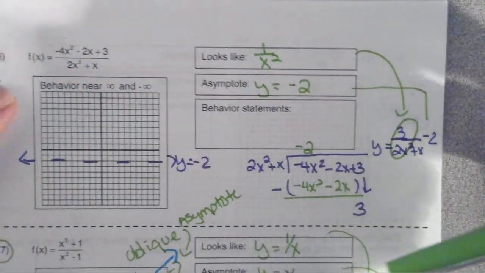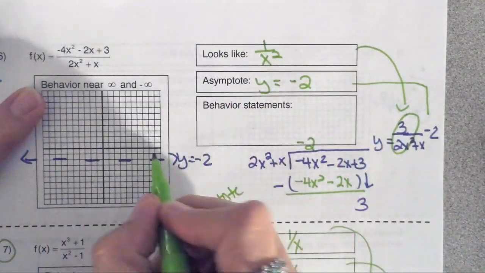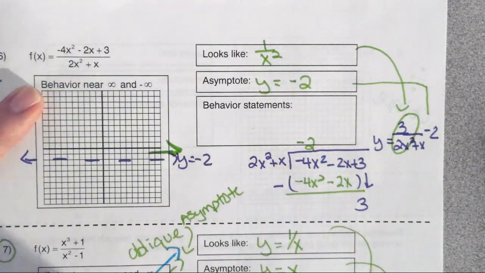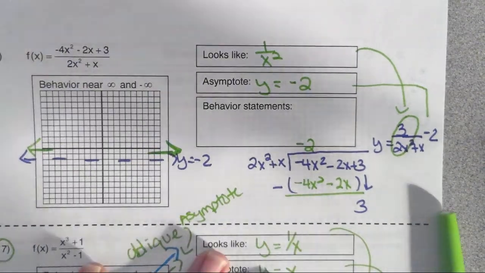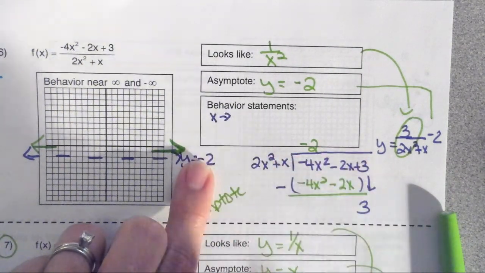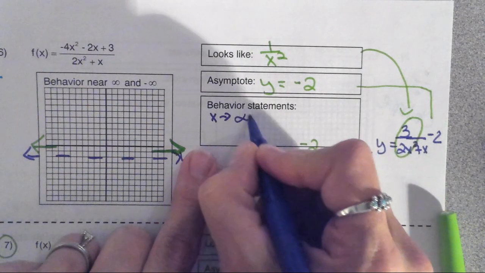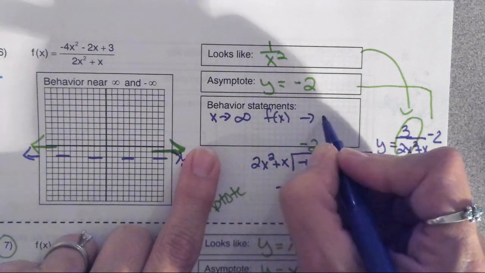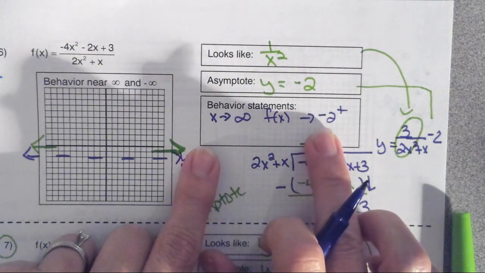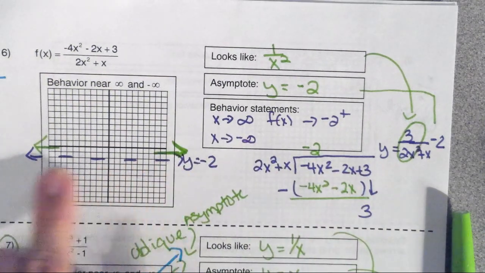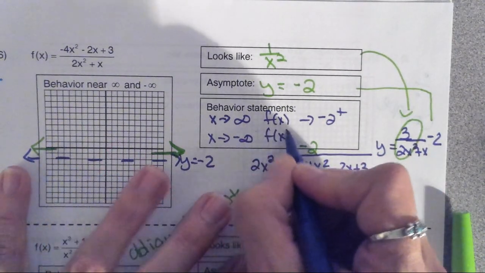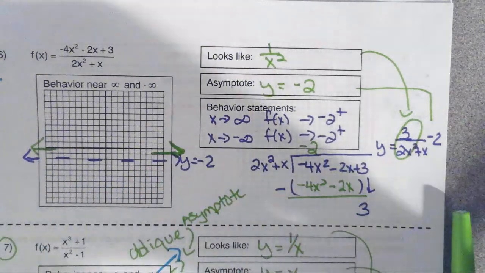Okay. And then because it's a 1 over x squared, the end behavior says I'm going to do the same thing. Because it's positive, I'm going to be above on the left and the right. So our behavior statement is going to be very similar to the one we just did. As x approaches positive infinity, my graph is going to be above negative 2. So that's how I write it, negative 2, and I'm above. As x approaches negative infinity, as I move to the left, my graph is still going to be above negative 2.